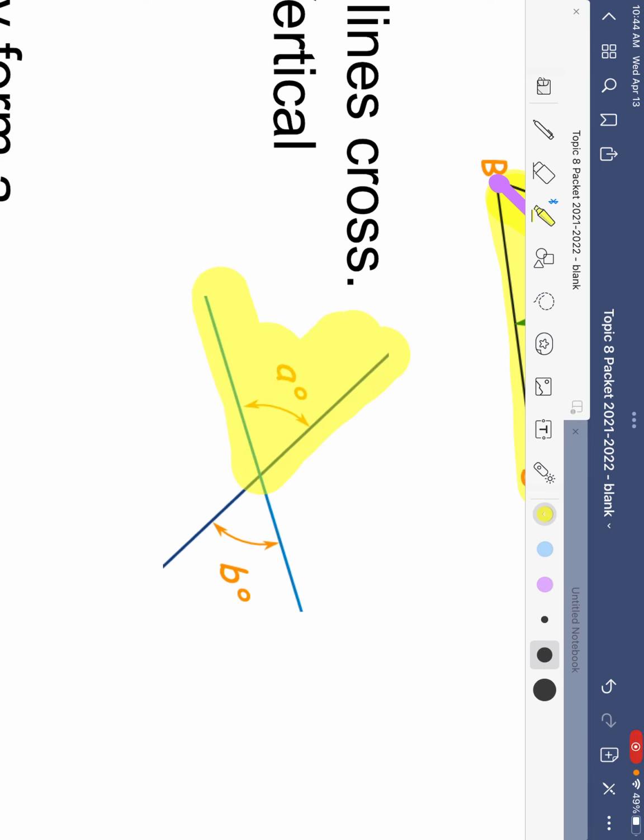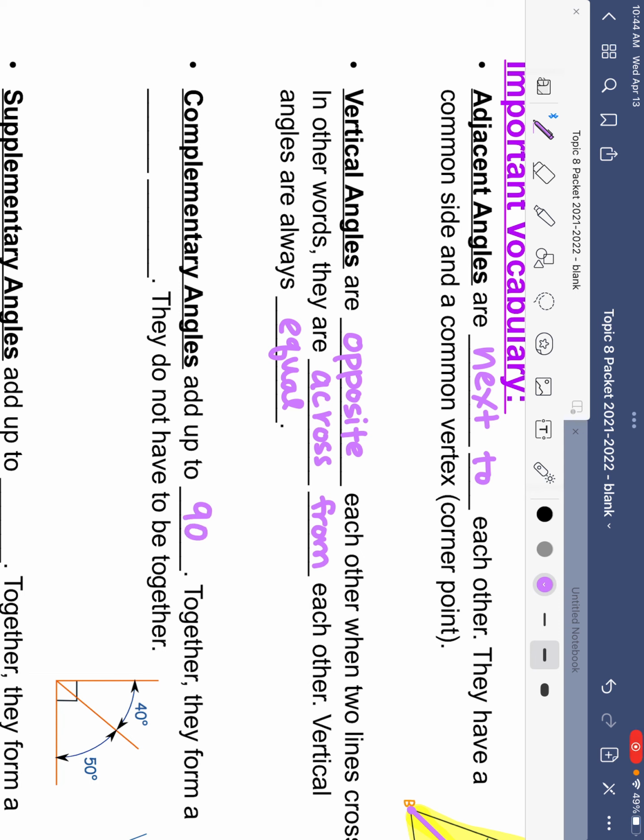Okay, now let's look at complementary angles. Complementary angles add up to 90 degrees. They form a right angle. They do not have to be together.